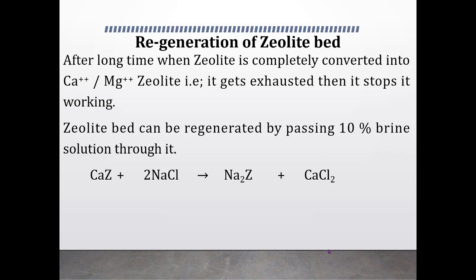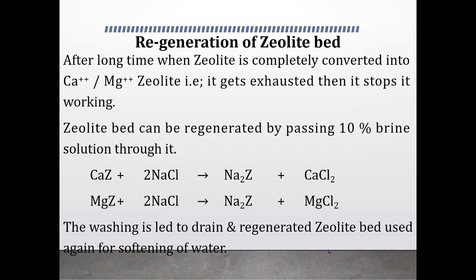CaZ reacts with NaCl, and we will get again Na2Z. Along with that, CaCl2 is formed. If MgZ is there, it will react with NaCl, and again we will get Na2Z, and along with that MgCl2 is formed. Now here the formation of CaCl2 or MgCl2 takes place, which we need to remove by washing. So the washing is led to drain, and the regenerated zeolite bed is used again for softening of water.